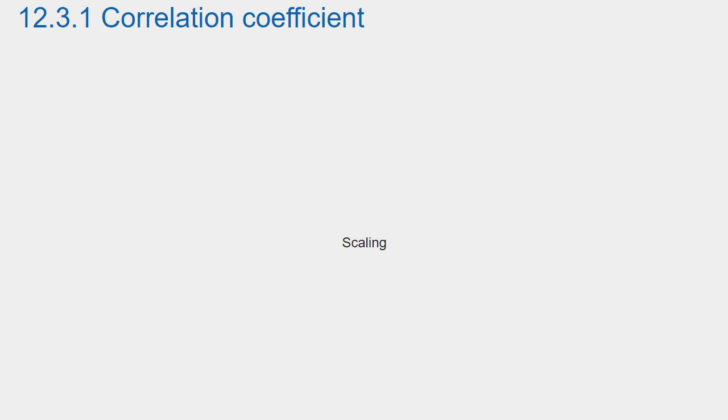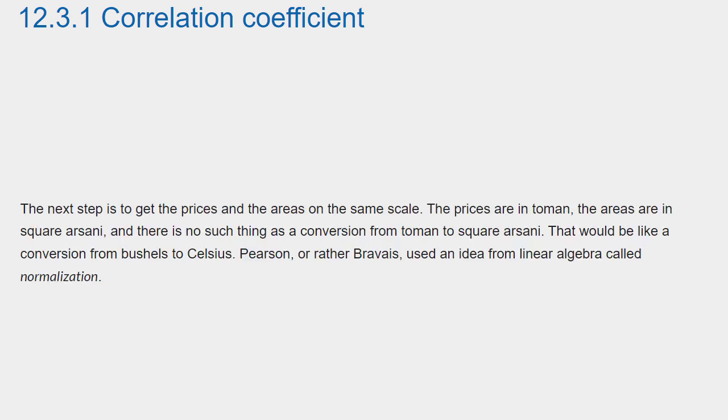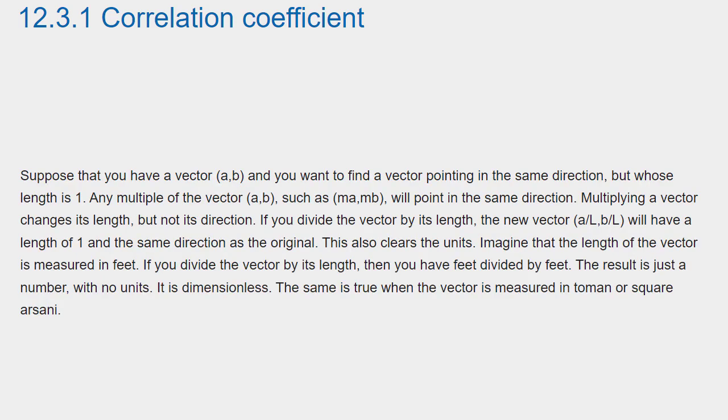Scaling. The next step is to get the prices and the areas on the same scale. The prices are in Toman, the areas are in square Azani, and there is no such thing as a conversion from Toman to square Azani. That would be like a conversion from bushels to Celsius. Pearson, or rather Bravais, used an idea from linear algebra called normalization.